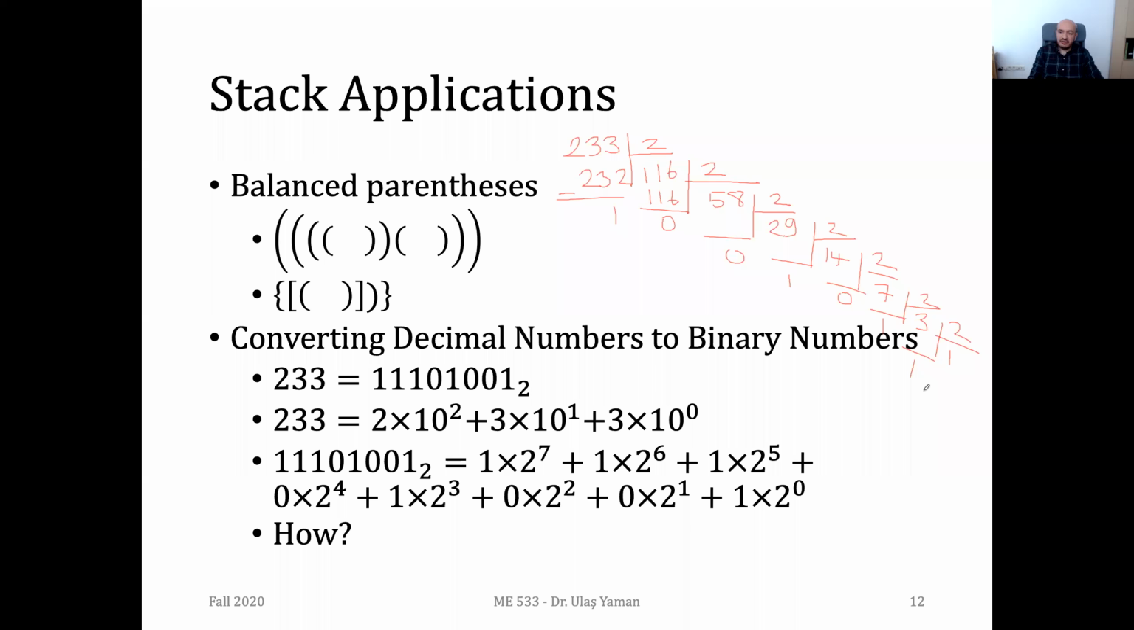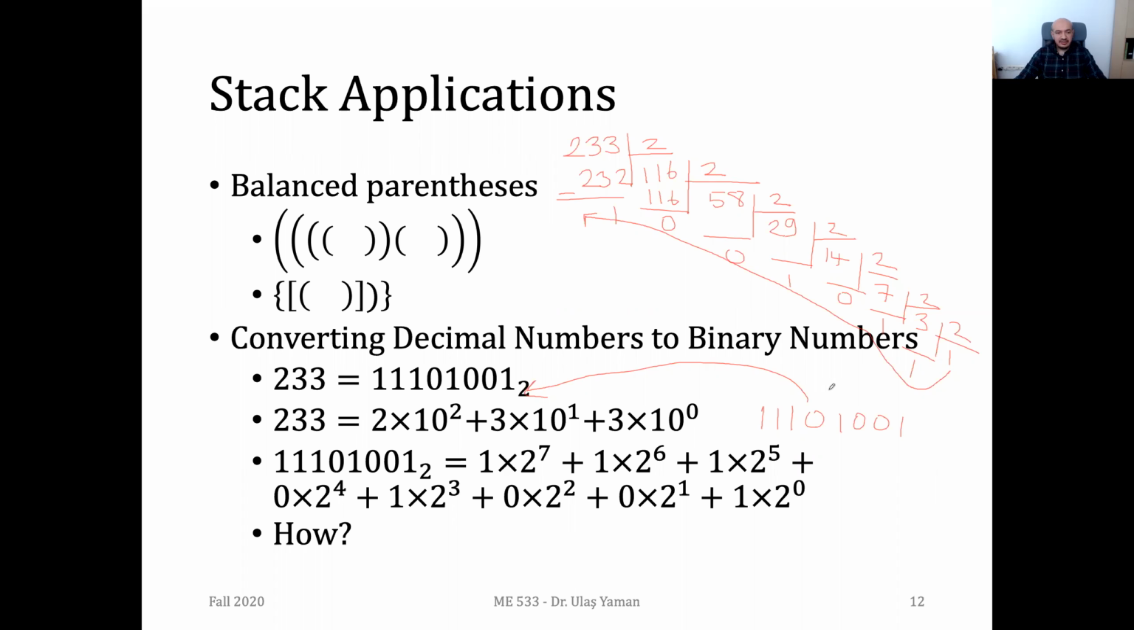Okay, so what we do after you have done with this set of divisions, you can simply write the binary form of the decimal number by using such a traversal. So I will use first 1, 1, 1, 1, 0, 1, 0, 0, 1. So it's exactly the thing written here. So in binary form, this 233 is represented as 111011001. So this is how we do the conversion manually.